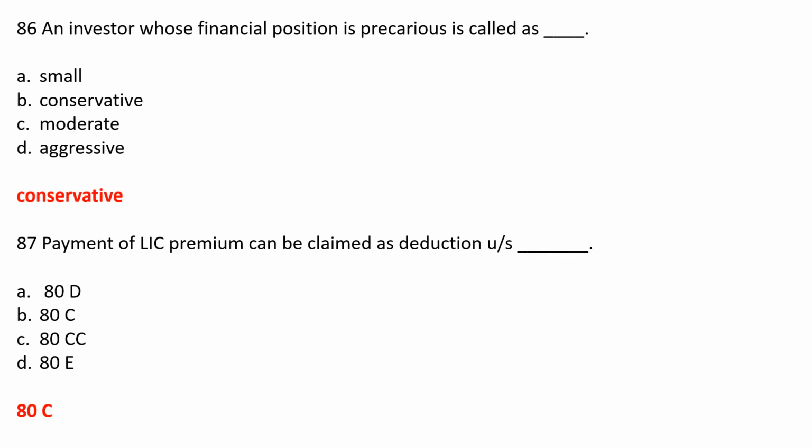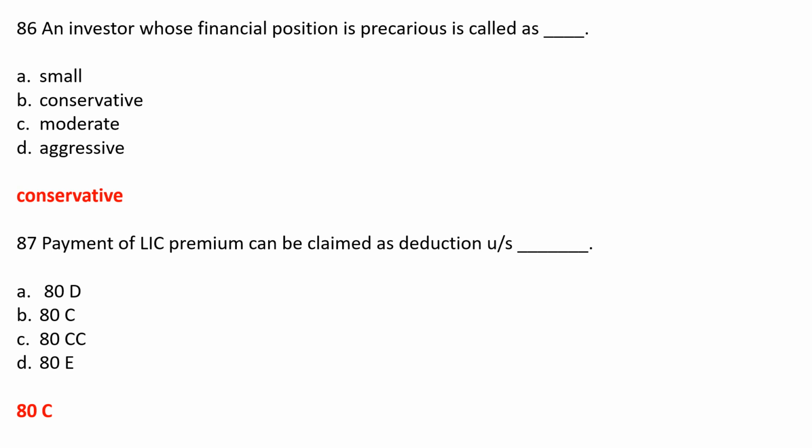An investor whose financial position is precarious is called: option A, small; option B, conservative; option C, moderate; option D, aggressive. The correct answer is option B, conservative. Precarious means not sure, or uncertain. So when the financial position is uncertain, the investor is conservative about his investment.